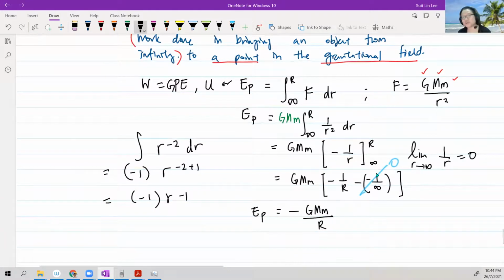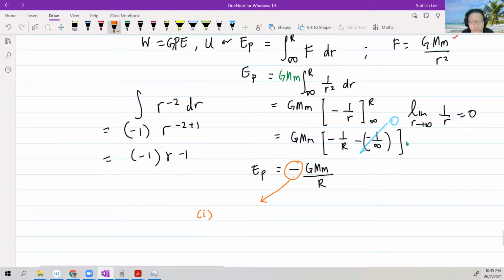So right now, when you have this thing, there are a few things that we need to discuss before I round it off. So this is just to show you the derivation. This negative has meaning. The meaning of this negative is to show you that number 1, the gravitational field is always attractive.